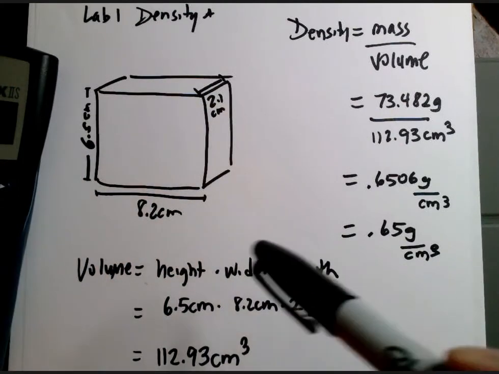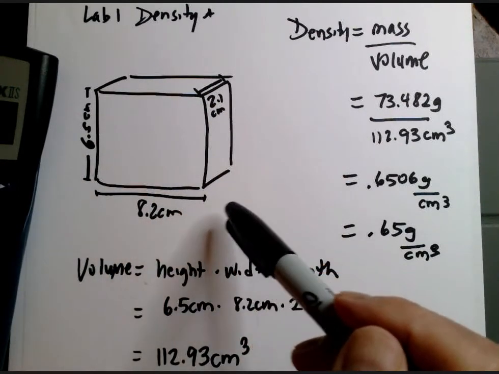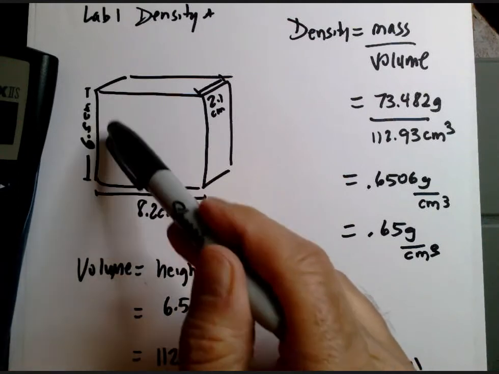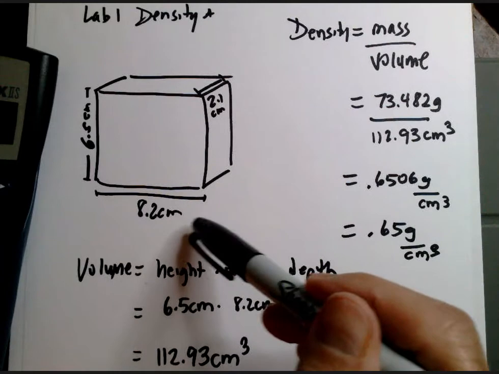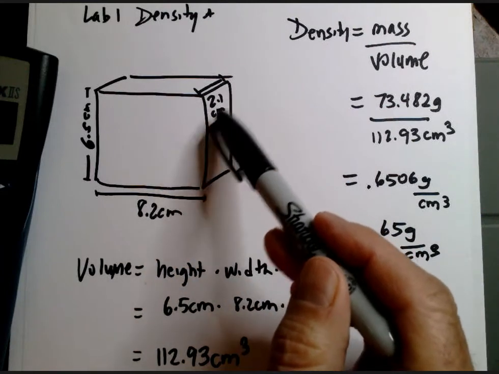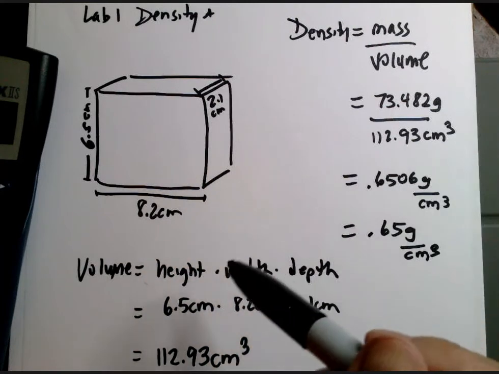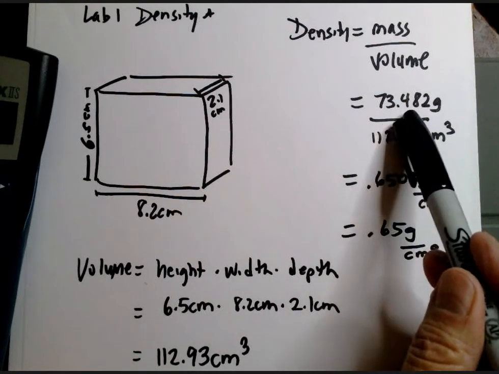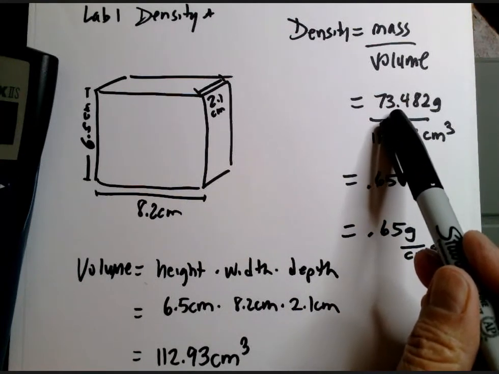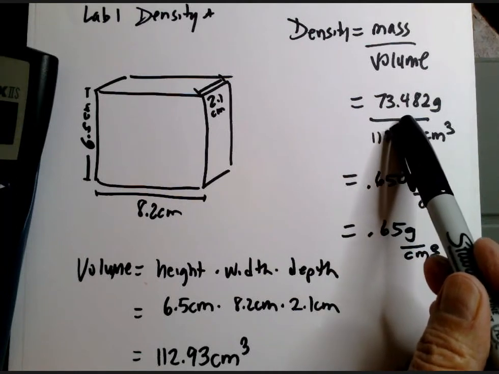Let's do a density problem, something that might be like from Lab 1 in General Chemistry Lab. If I had a wooden block that was 6.5 centimeters tall, 8.2 centimeters wide, and about 2.1 centimeters in depth, I could weigh it on a scale and perhaps come up with 73.482 grams.